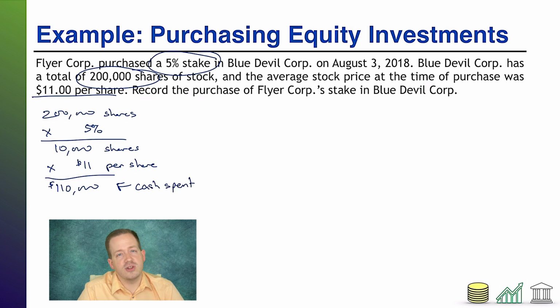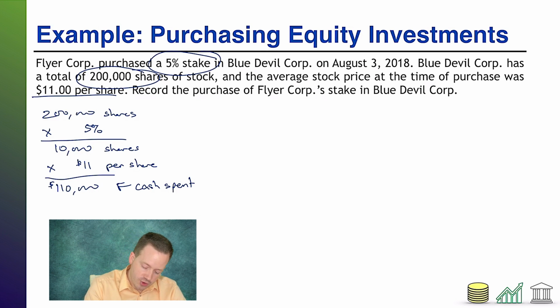Now, did you have to spend cash? No. I mean, arguably you could trade some other asset for stock. But for the sake of this lecture series, we're just going to assume any stock transactions that are going on are occurring in cash, because that's the norm. The norm would be to buy and sell stock in cash. All right, so we know they spent $110,000 cash.